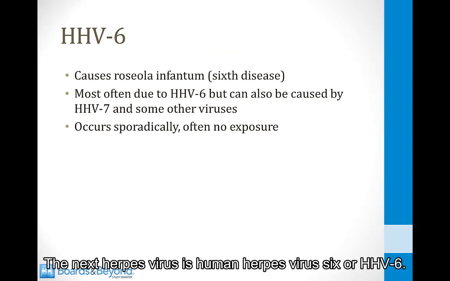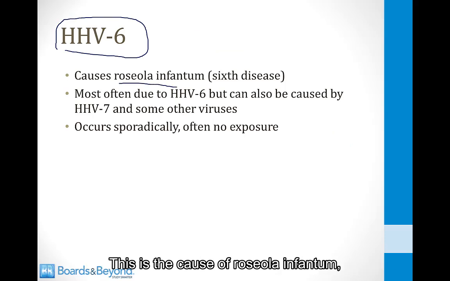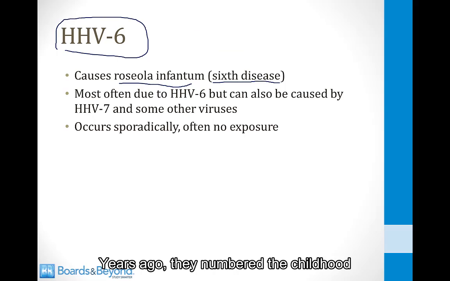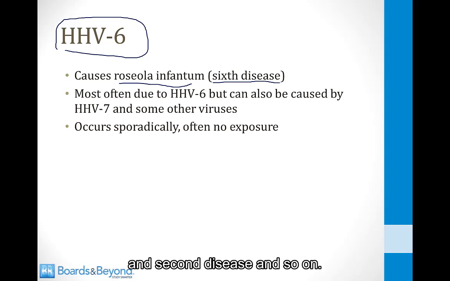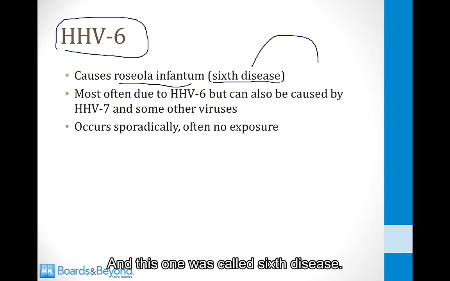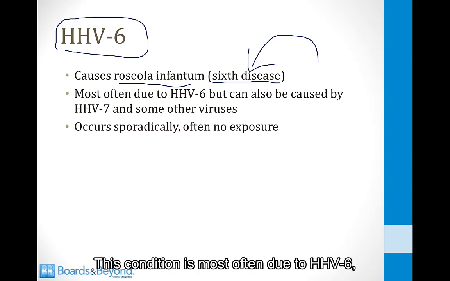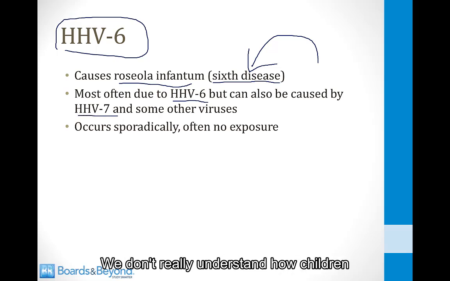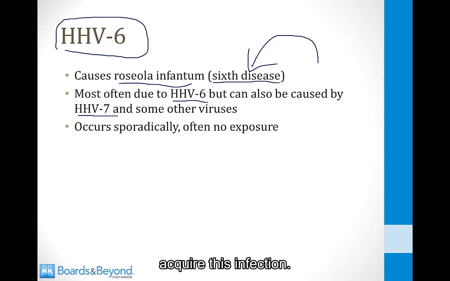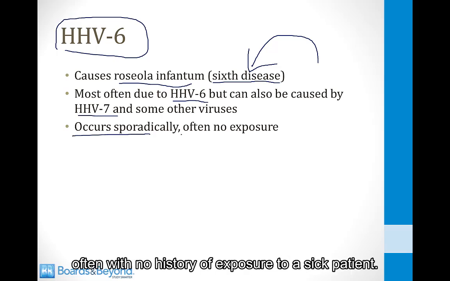The next herpes virus is human herpes virus 6, or HHV6. This is the cause of roseola infantum, which is also called sixth disease. Years ago, they numbered the childhood infectious rash syndromes, and there was first disease and second disease and so on, and this one was called sixth disease. That's how it gets its name. This condition is most often due to HHV6, but it can also be caused by HHV7 and some other viruses. And we don't really understand how children acquire this infection. It appears to occur sporadically, often with no history of exposure to a sick patient.